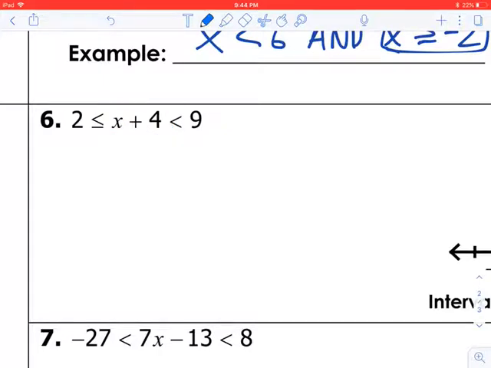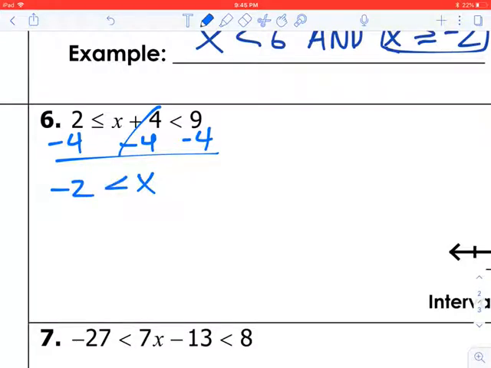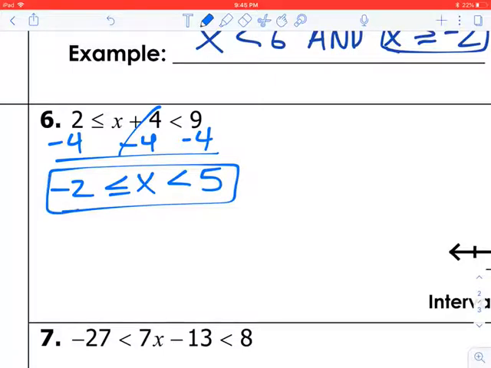Okay, so for instance, in this case, I want x by itself in the middle. So I would subtract 4, subtracting 4 from everything. Okay, so the 4 is done. I got x in the middle. This is -2 less than or equal to x, less than 5. And now I've got x between -2 and 5.